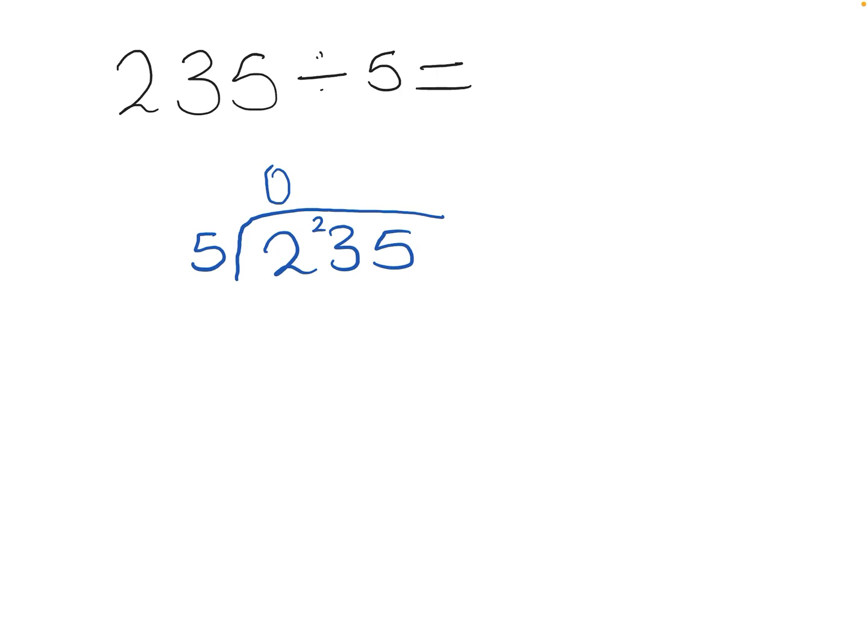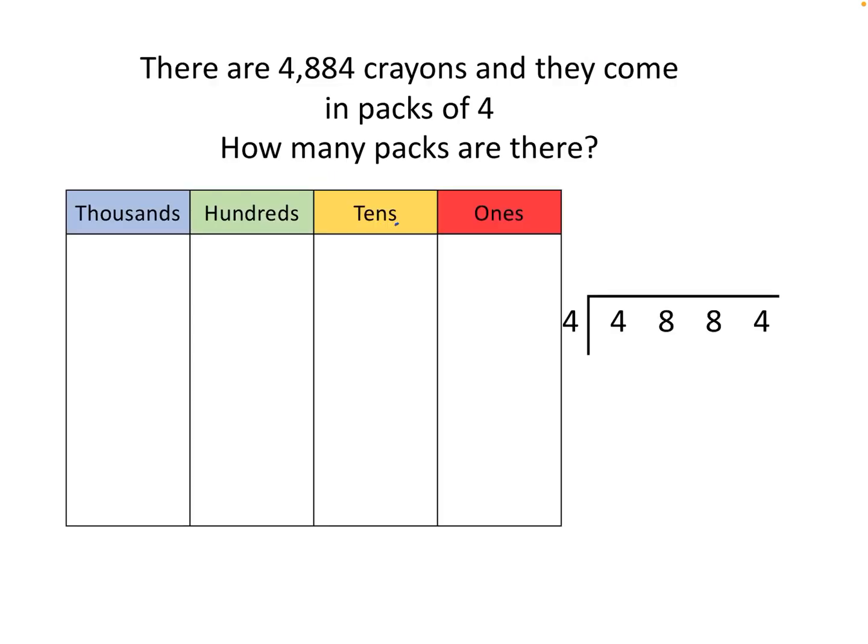How many 5s are in 23? There are 4, and that gives us 20. So there are 3 left over because we got to 20, but we need to get to 23. That's the 3 left over from the 23. How many 5s in 35? There are 7. So the answer is 47. Well done if you followed that. If not, please watch yesterday's videos because we are going to move on a little bit for today.